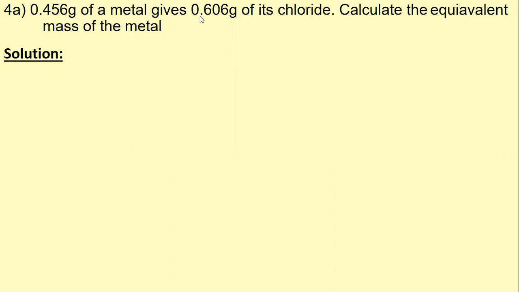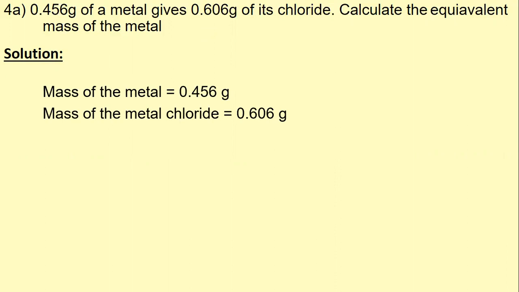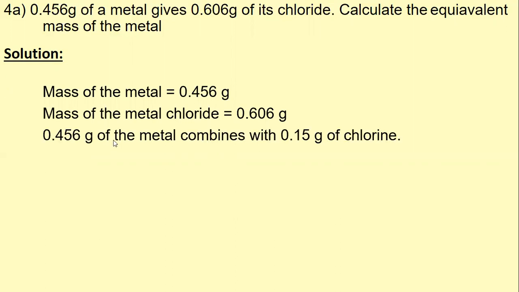Here in the question they are asking the equivalent mass of the metal. Now we'll move on to the solution. In the question they already gave the mass of the metal, that will be equal to 0.456 gram. The mass of the metal chloride is 0.606 gram, that is given in the question. These are all the given data.